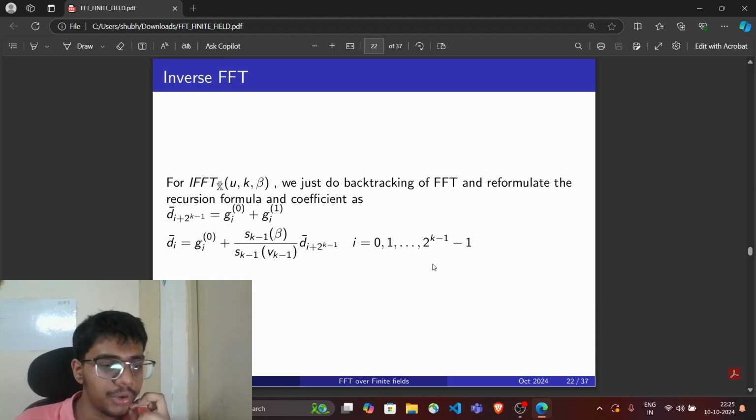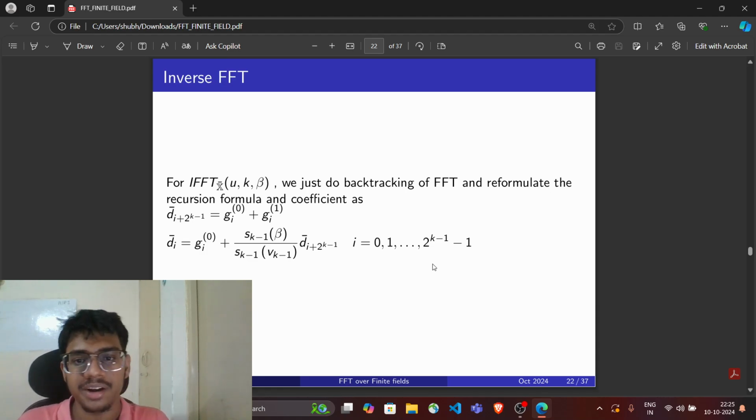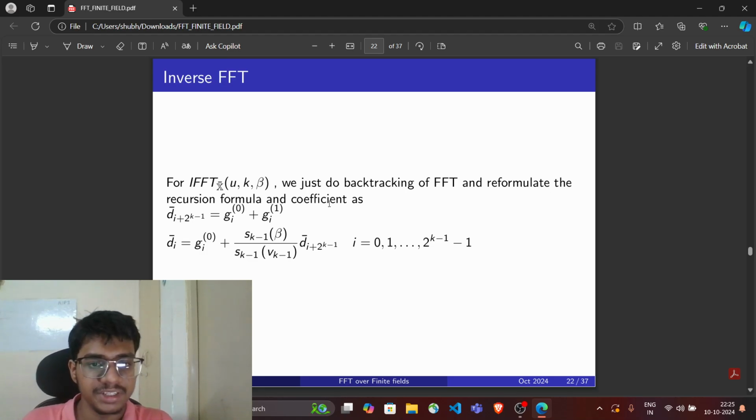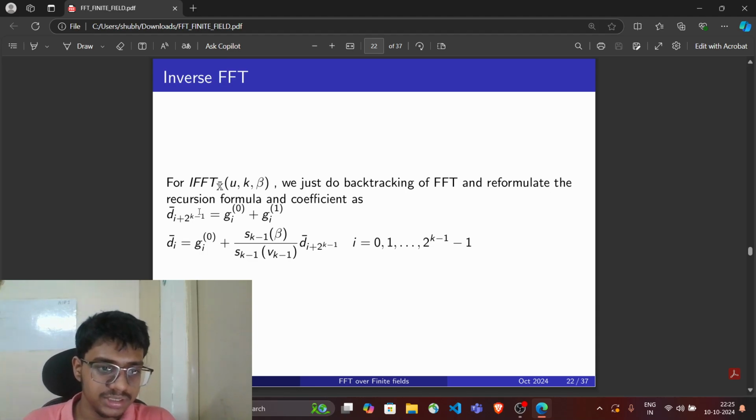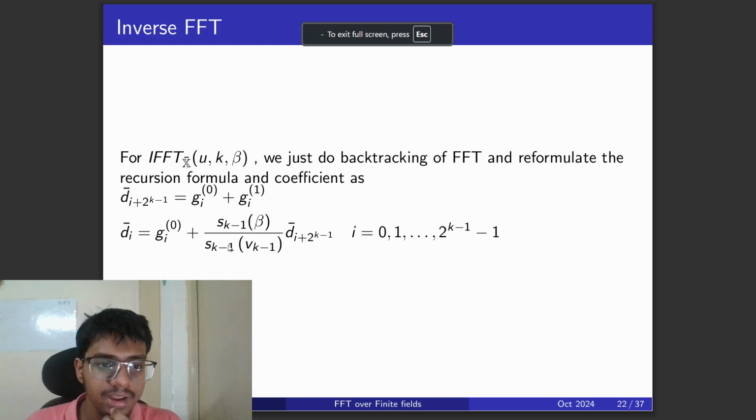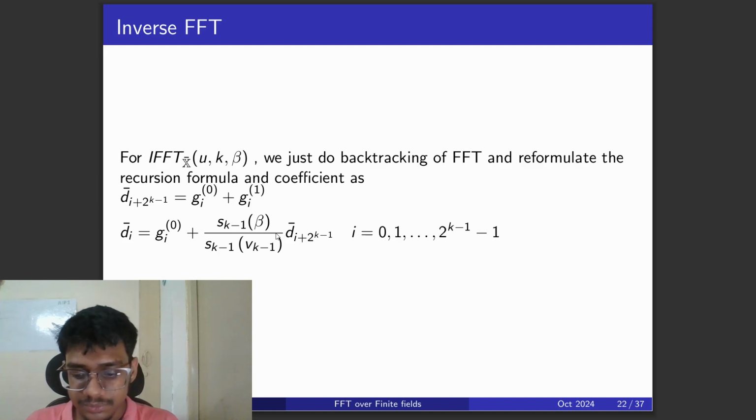Moving on, to calculate the inverse Fourier transform, we just do the backtracking of the fast Fourier transform, which is, we just reformulate the expression of recursion and coefficients. So instead of gi0 plus di plus 2 to the power of k minus 1 equal to gi1, we have just gi0 plus gi1 equal to bi plus 2 to the power of k minus 1. And for the coefficient we have gi0 plus again the same thing. So this is how you calculate the inverse Fourier transform.